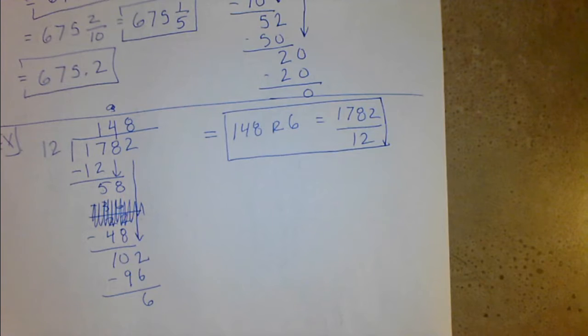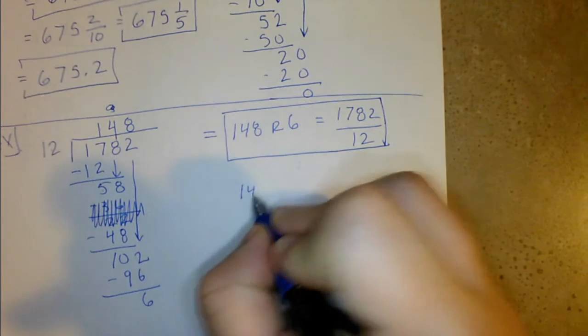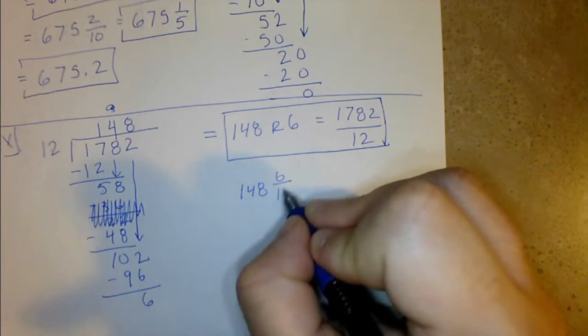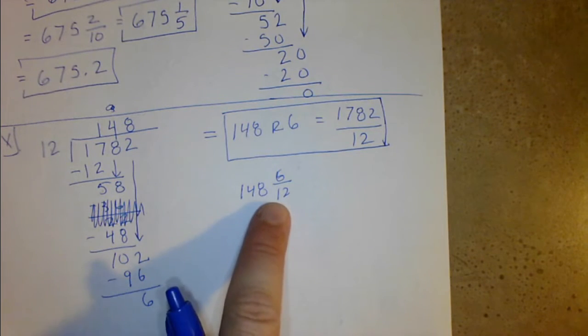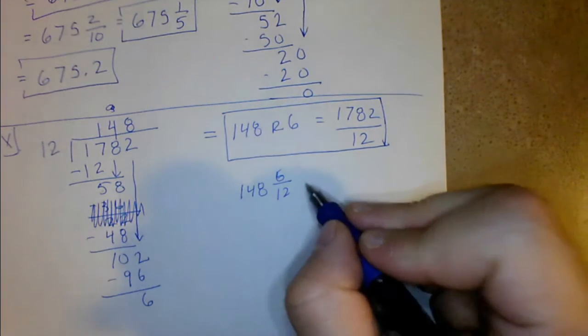You know what? I said I'm not going to do the other ways. Let's do the other ways for this problem too. All right? The other forms of the answer. We can do 148 and 6/12. But hey, wait a minute. 6 over 12 is the same thing as 1/2.